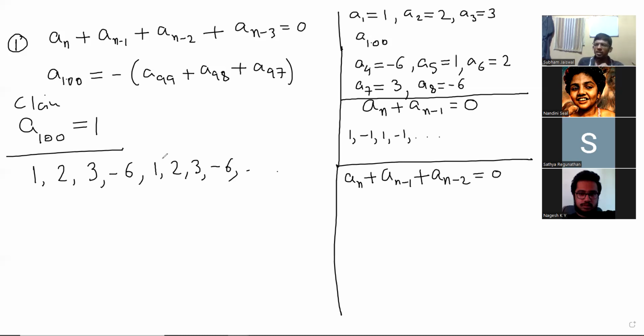Okay, so maybe I would just add that. Yes, Nagesh. So Satya has not said anything wrong, but I would say it's a little incomplete. Is it because the fourth term is the sum of the previous 3 terms?